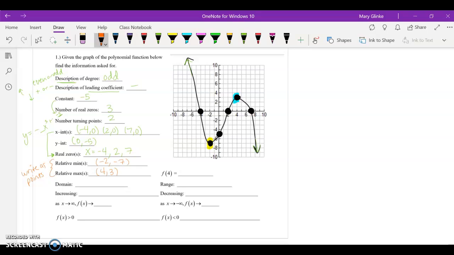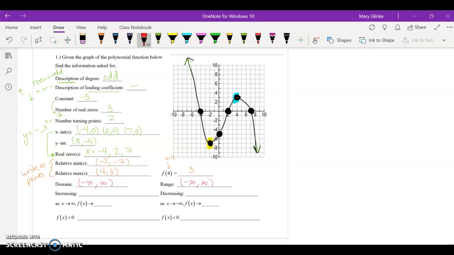For f of 4, this is saying when x is 4, what is your y value? So we're going to go to where x is 4, and my y value is up here at 3. It's just asking you to use this graph in function notation. Domain for this graph is going to be -infinity to +infinity, as is your range, because there are arrows going left and right and up and down.